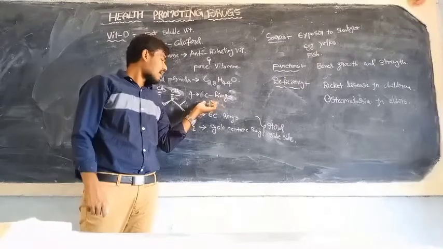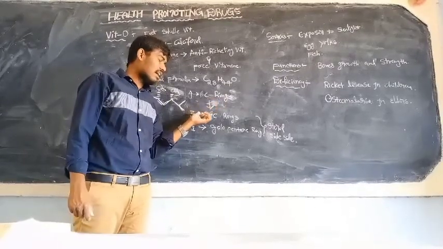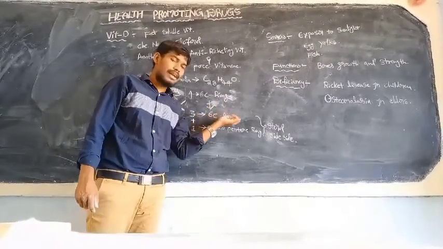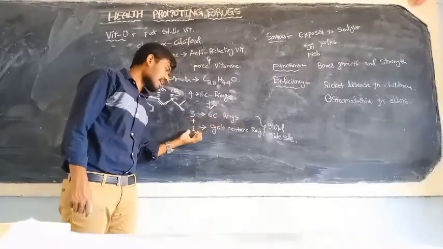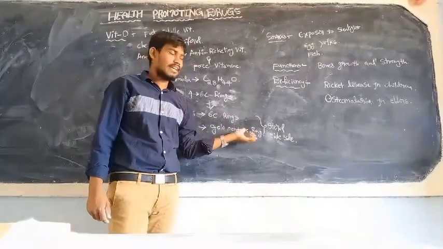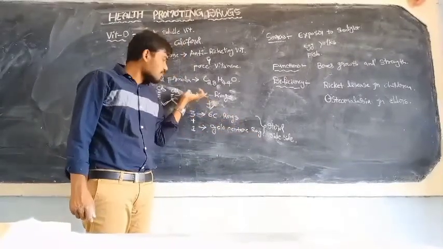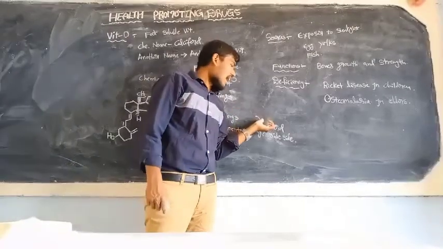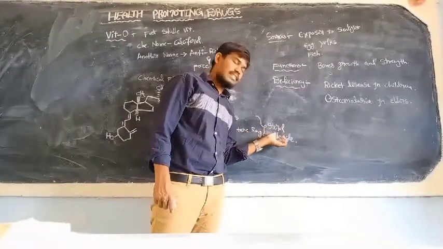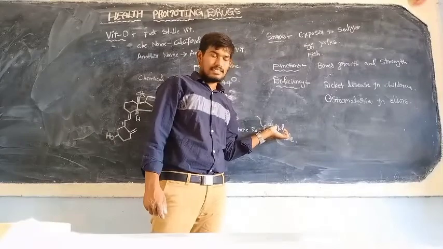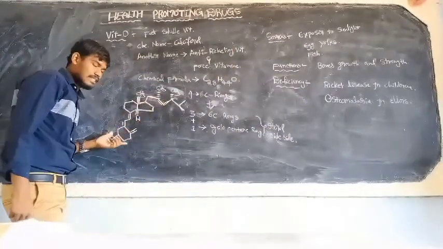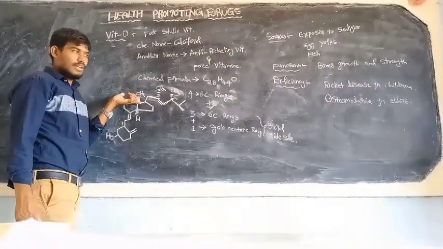In these 4 rings, 3 rings are 6-membered rings, and 1 ring is a cyclopentane ring. And in addition to these 4 rings, another sterol side chain is contained. This is the structure of vitamin D, students.